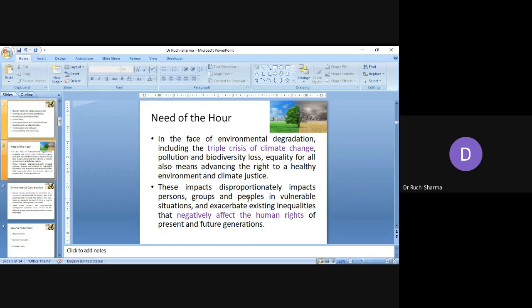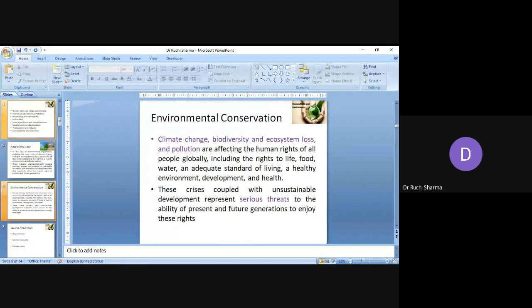All these impacts disproportionately affect persons, groups, and peoples in vulnerable situations. So, keeping in mind the current challenges we are facing, the need for environmental conservation is essential. When we talk about human rights, our rights related to environmental conservation, and the rights we are implementing or following, they include the rights to life, food, water, an adequate standard of living, a healthy environment, development, and health.